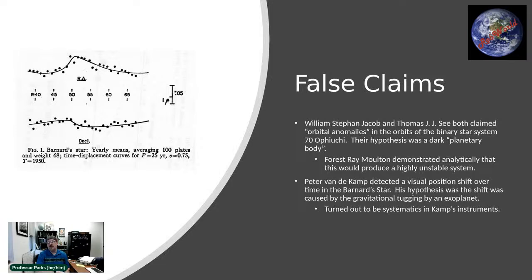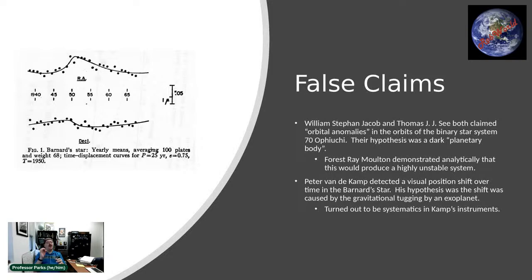And that is when William Jacob and Thomas C. claimed that they found the first dark body or planetary object in the binary system of 70 Ophiuchus, or 70 Ophiuchi. The idea here is you have two stars that are going around each other based on their mutual gravity. In that case, if you have two objects in isolation, their motion is as regular as a clock. The period of one eclipsing in front of the other is probably the best clock that we have in the universe. But it has to be in isolation.